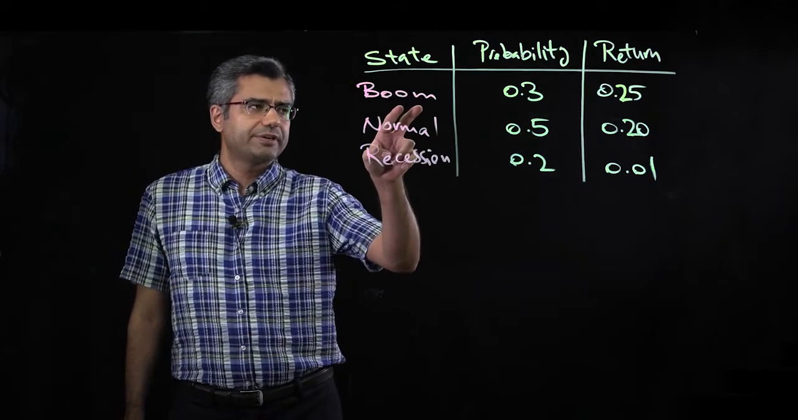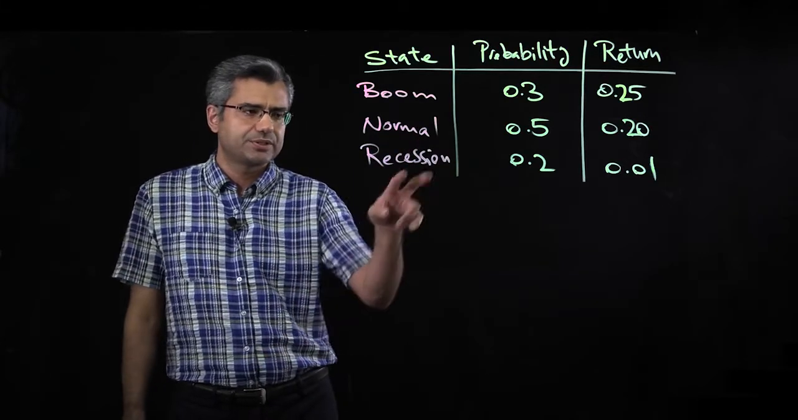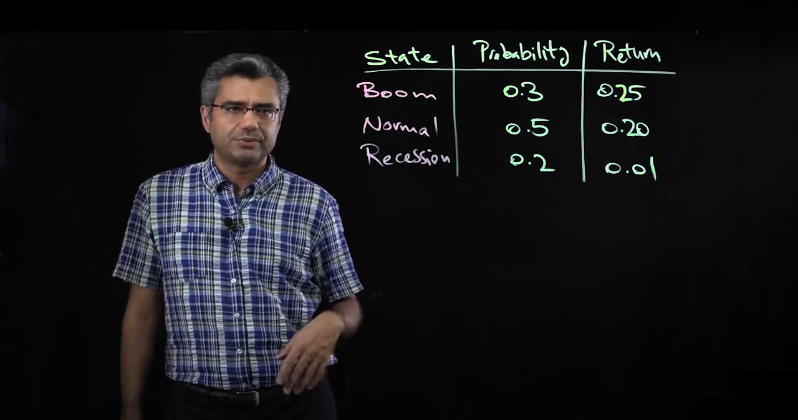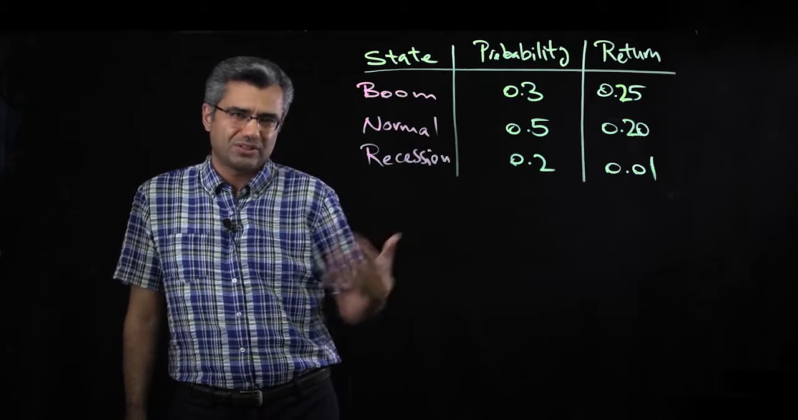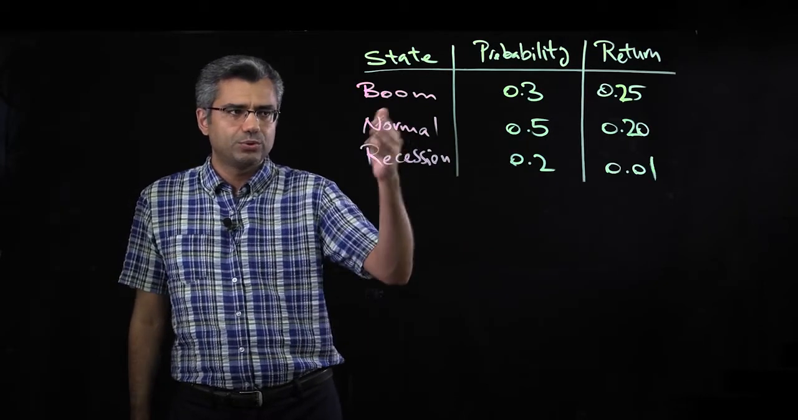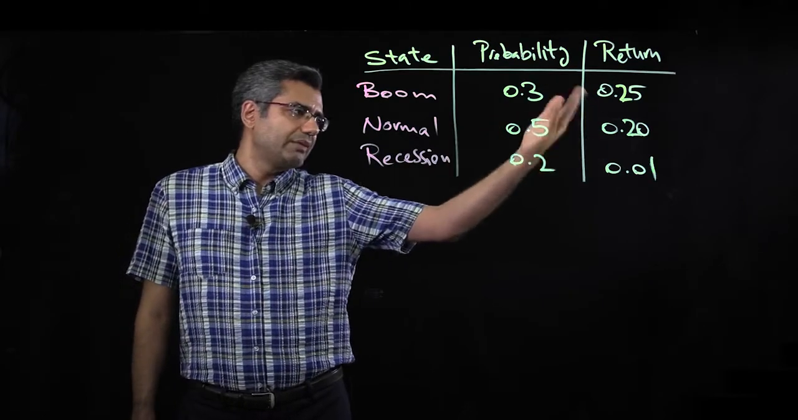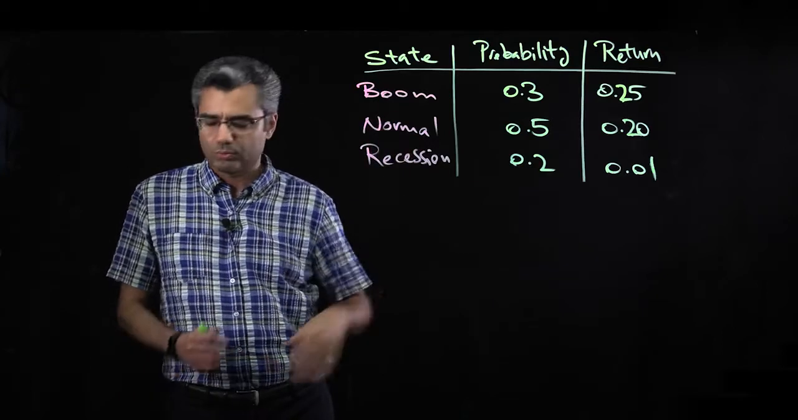So the chance to have a very good economy is 30%. The chance to have a normal economy next year is 50%. The chance to have a recession, a very bad economy, is 20%. As you can see, the total is 100% because there are 3 different scenarios. It can be good, normal, or bad. And we have predicted how much return we will have if the economy is good, normal, or bad.